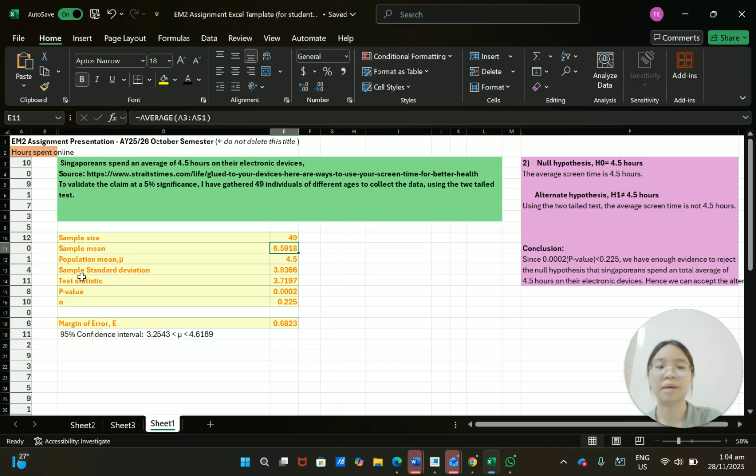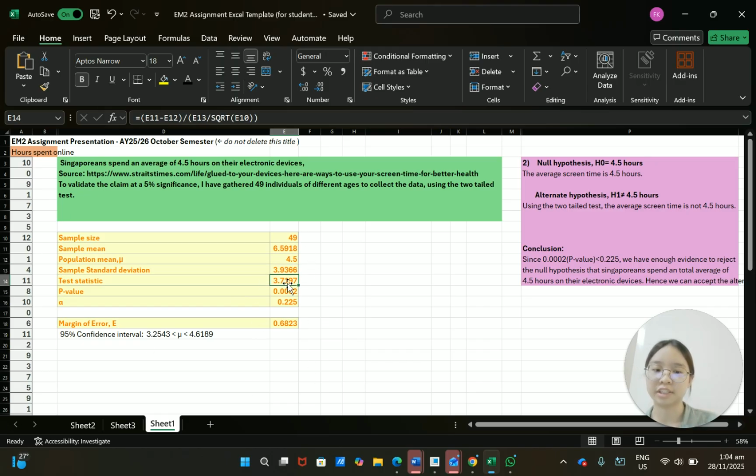And then there's the sample standard deviation, where it basically tells you how close together or far apart your data is. So the smaller your standard deviation, the closer together your data. And then here is the formula that I used. I used the standard deviation sample from A3 to A51 to get this value.